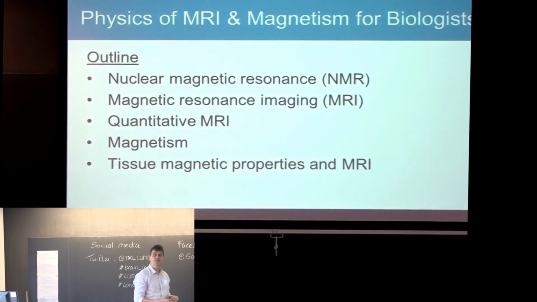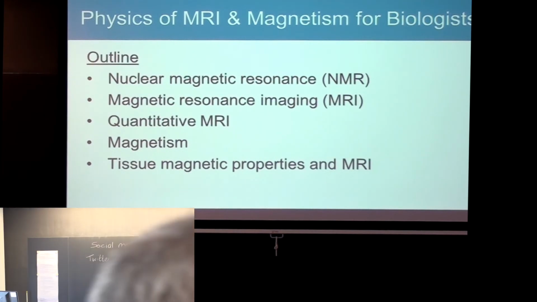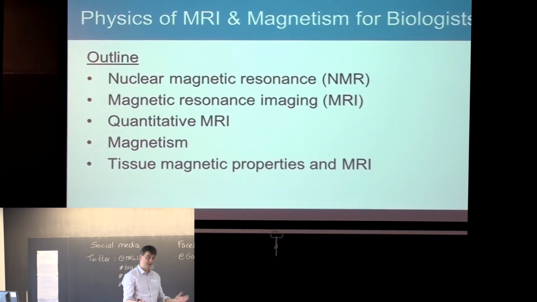So I'm hoping to cover nuclear magnetic resonance, NMR, which is the phenomenon which underlies MRI, then to say a bit about how MRI actually works, how images are generated, and to talk about perhaps some of the limitations of MRI and some of the benefits of it, some of its good features, and then to talk a bit about quantitative MRI, and also then to say a bit about the basics of magnetism, and then try to bring the two parts together in looking at how the magnetic properties of tissues affect magnetic resonance images, and hopefully that links into particularly the effects of iron and myelin.